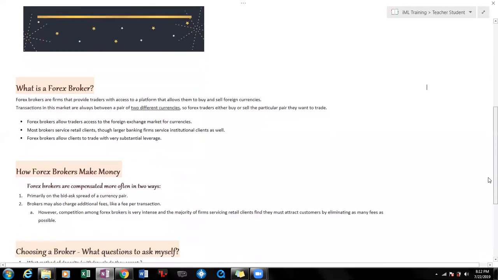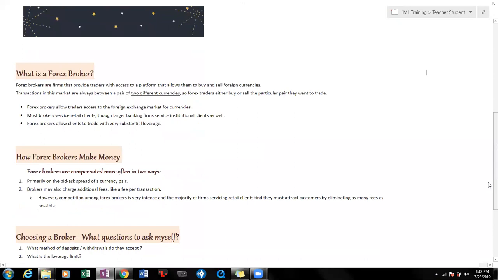So first of all, what is a Forex broker? It's really simple. They're just firms that provide us traders with access to their platform that allows us to buy and sell foreign currency. That's it. Think of it as like a bank account, right? The transactions in this market are always between a pair of two different currencies. So as traders, we either buy or sell the pair that we want to trade. Now that happens through our broker. They're responsible for taking care of that for us.